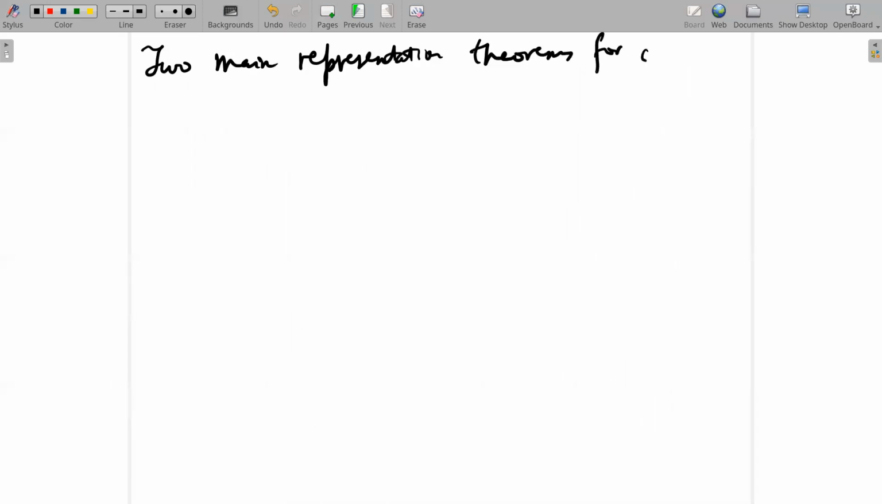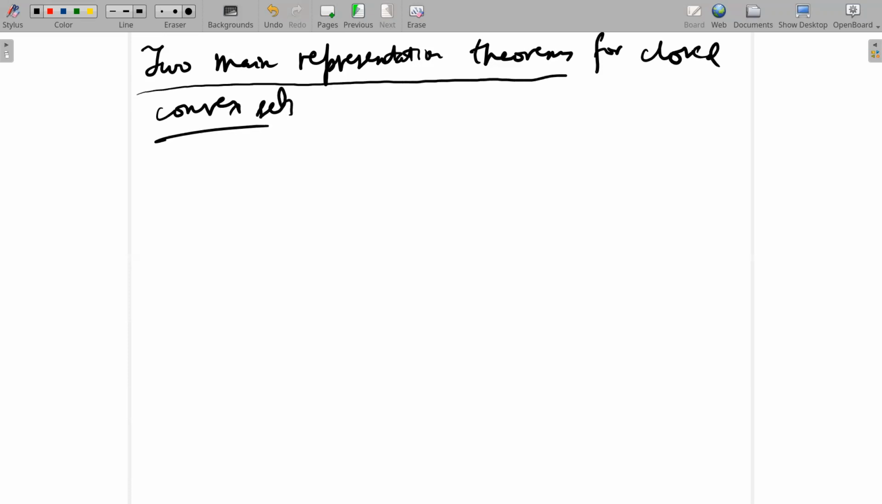Theorems for closed convex sets. So, representation theorem 1. We'll end the class with the statements.